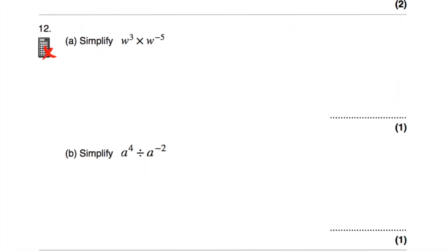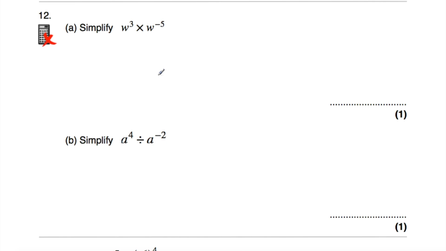Okay, next, question number 12. So question number 12, we've got some negative numbers. So we just need to make sure we can add and subtract some of our negatives. We've been asked to simplify w cubed multiplied by w to the power of negative 5. So remember, when we're multiplying things by the same base, you add the powers. So we're going to do 3 plus negative 5, and then that will give us our power.